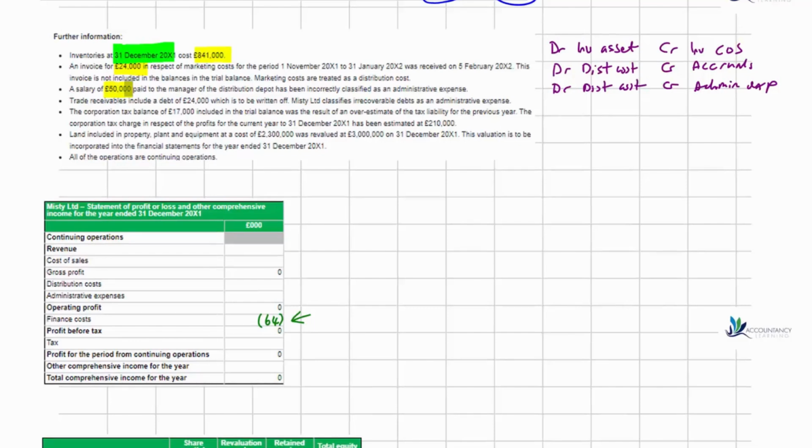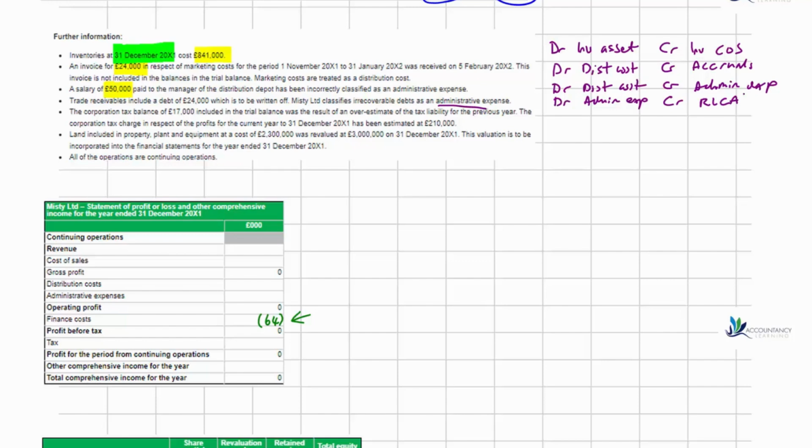So what else? Trade receivables include a debt of 24,000, which is to be written off. Misty Limited classifies irrecoverable debts as an admin expense. So we need to write this off. The double entry would be to debit the irrecoverable debt expense, but in this case it's telling us that should be the admin expenses. So we're debiting the irrecoverable debt expense account, and as we're writing it off, we're going to credit the receivables ledger control account.